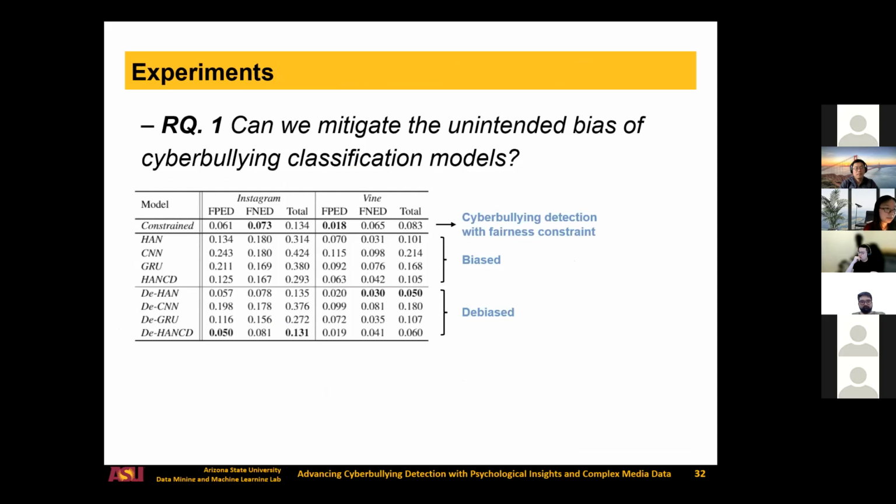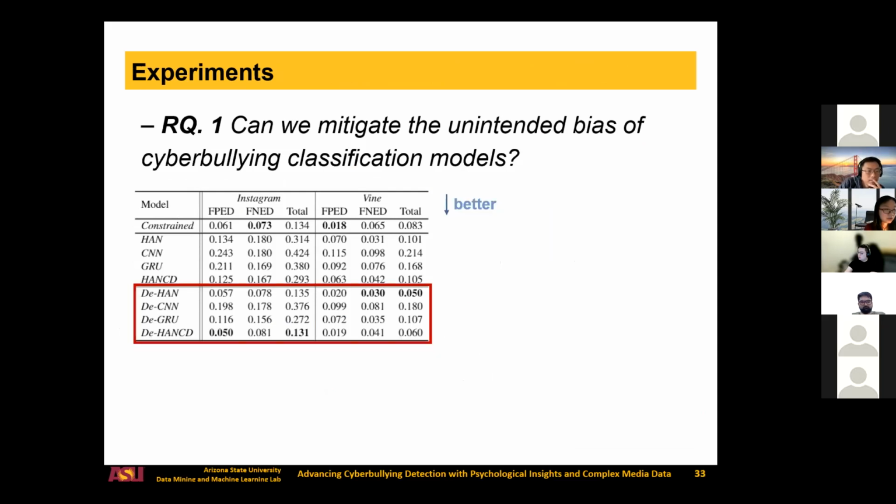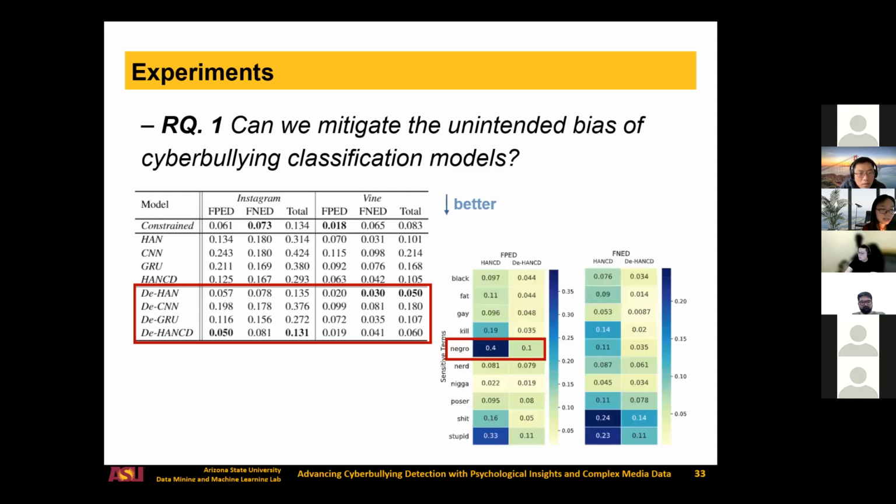We compare our model with the biased model, as well as the state-of-the-art fair machine learning model for cyberbullying detection. We show that our debiasing strategy can significantly reduce the biases compared to other baselines. And we further show our debiasing strategy can indeed reduce the biases against those sensitive terms such as gay, black, and the N-word.